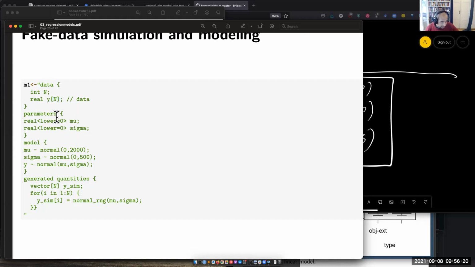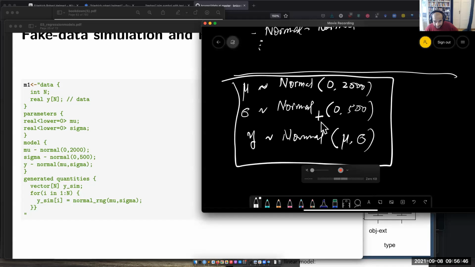The parameters block is the same, right? The generated quantities block is the same, but there is one new development now. Because I have real data, I'm not only putting the priors in the model block, but I've also put in the likelihood function. You see that? This is a full model specification for this model. This model block is literally writing out this detail here.